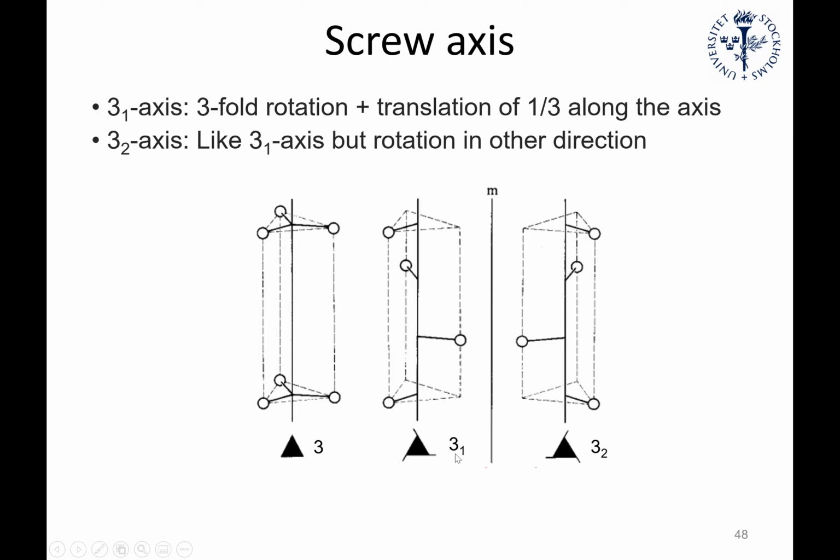So you can imagine the 3-1 screw axis and the 3-2 screw axis are related by mirror symmetry. So say if you were to have a chiral structure that is enantiopure, it might be just 3-1. But if you have the opposite handedness, the enantiomer, it might be just 3-2.